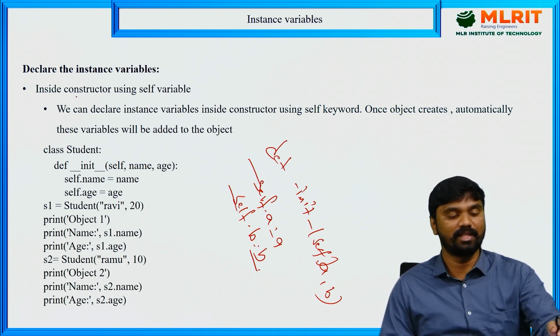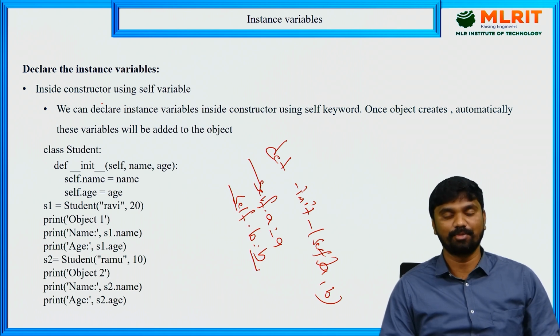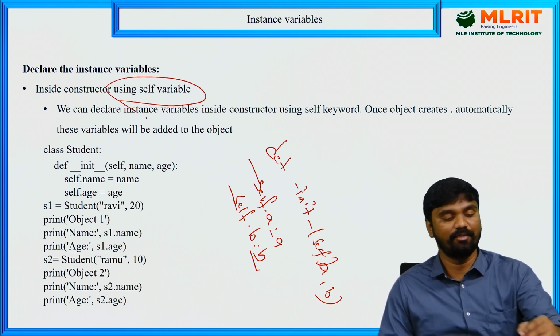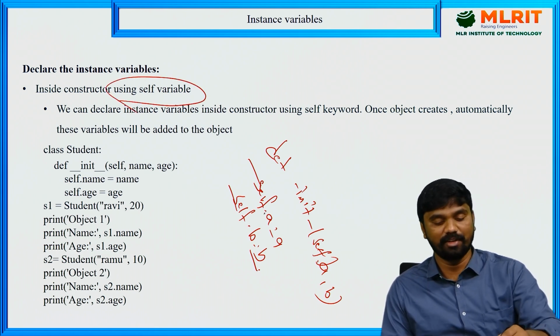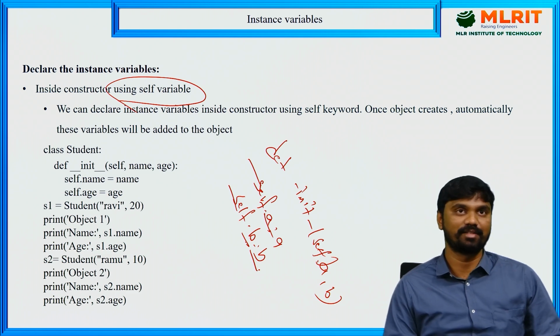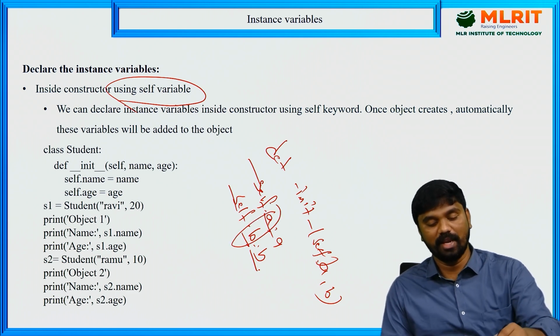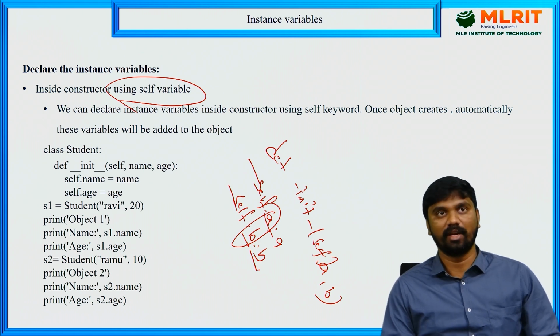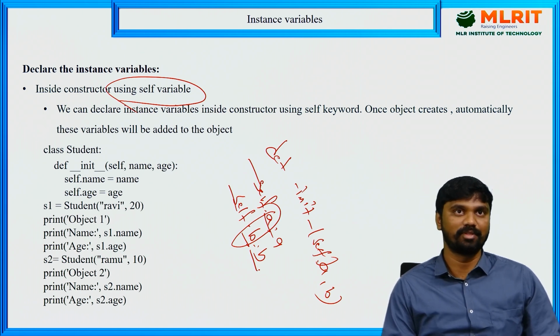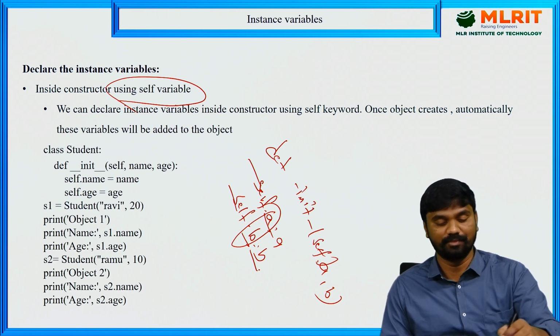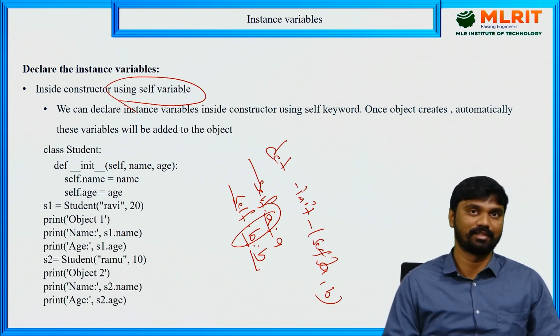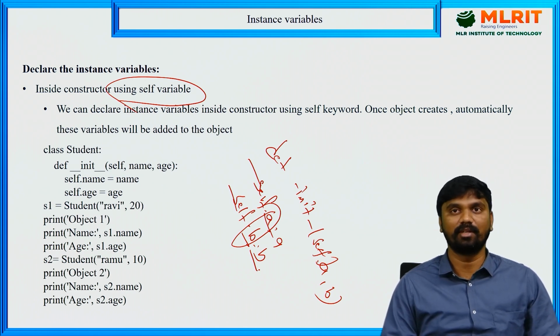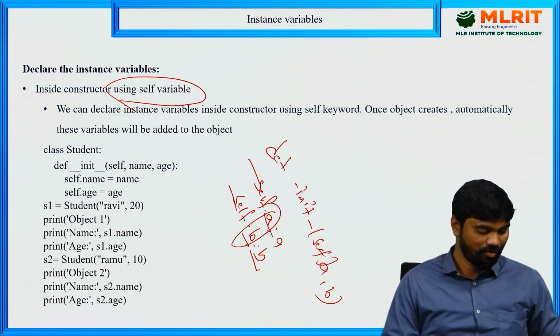So inside the constructor, how can we declare the instance variables? Using the self variable. So by using the self variable, we define them in the constructor. See, a and b are instance variables, right? Now those instance variables are automatically added to the object of that class. Now see an example.